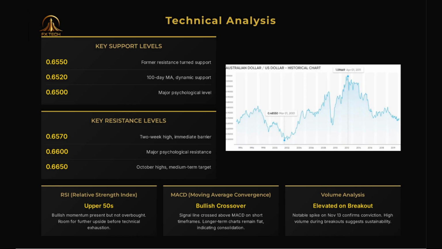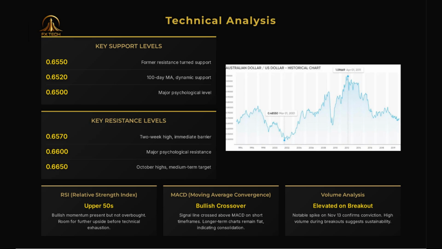A decisive break above 0.6570 would open the door to 0.6600, a psychologically important level and the upper boundary of the current range. On the downside, support is layered at 0.6520, 0.6500, a major psychological level, and 0.6460, the 200-day moving average. The technical structure suggests a neutral to slightly bullish bias as long as the pair holds above 0.6520.